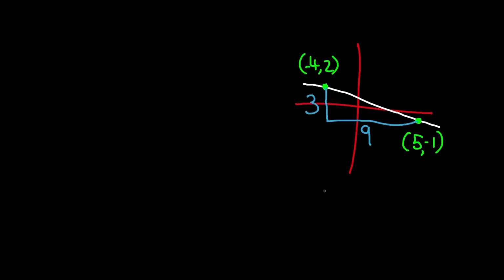Now m, the gradient, is equal to the rise, which is -3 units, -3, because we have dropped down to get to the next point. So this is the -3 value, and the run is 9. So this gradient is -1 over 3.